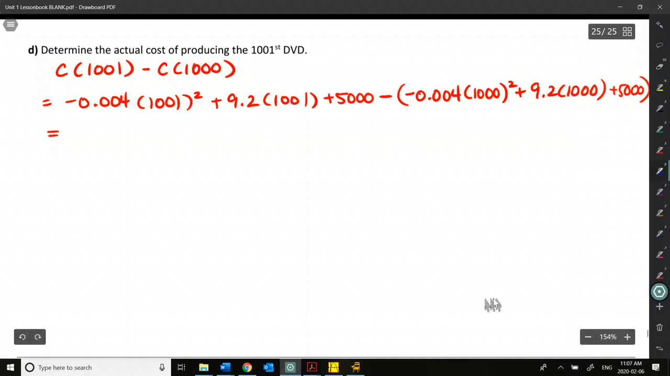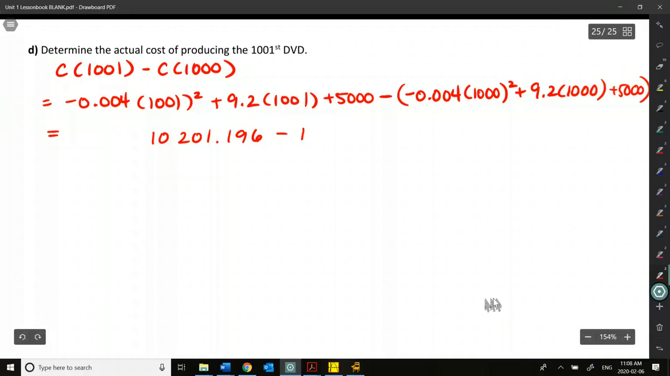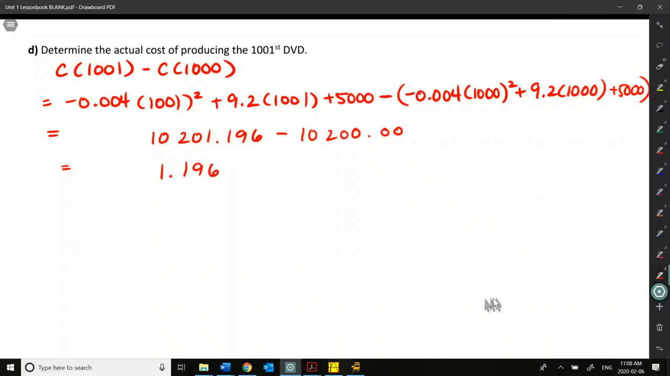Yeah, so if you're copying what I did, I accidentally put 1,000 here. It should be 1,001. Okay, so you could plug that entire thing in and calculate, or you can do it piece by piece. If you're calculating just like in your calculator, you should get approximately 10,201, and then you're going to subtract 10,200, and we get about 1.196.